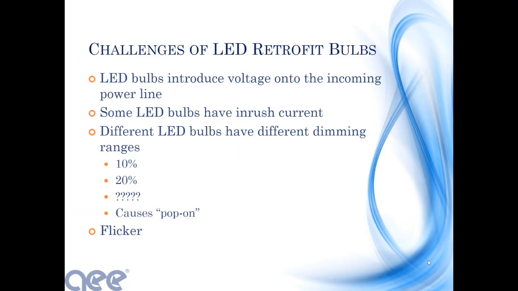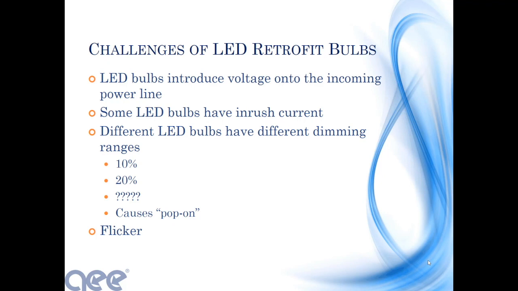So some of this we've talked about, introducing voltage into the incoming power line. The LED driver itself will induce voltage into the line, and dimmers are sensitive to voltage, all electronics are sensitive to voltage. We talked about the LEDs having high inrush current.